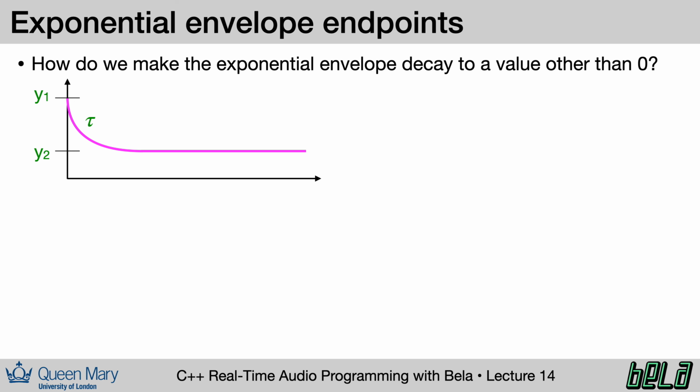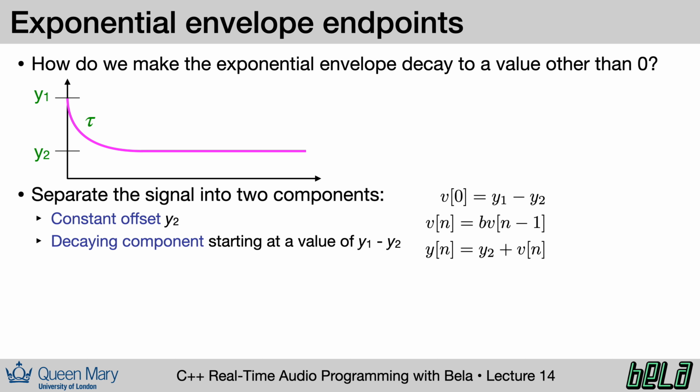First of all, we'll need some segments which gradually approach values other than 0. How do we do this? If we want the exponential envelope to start at y1 and gradually approach the value y2, what we want to do is separate the signal into two different components. Here, the value y of n is the final output of the envelope. The value v of n is going to be the simplified exponential envelope which approaches a value of 0. In other words, we're going to start by defining the value v of 0 to be y1 minus y2.